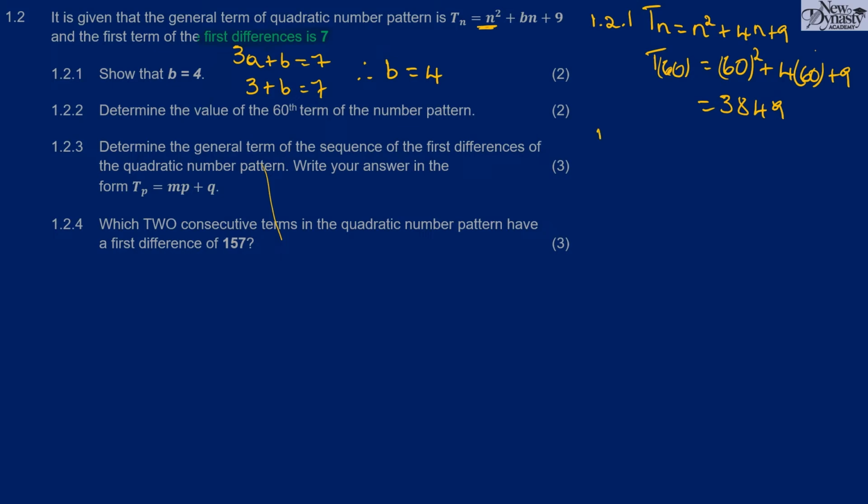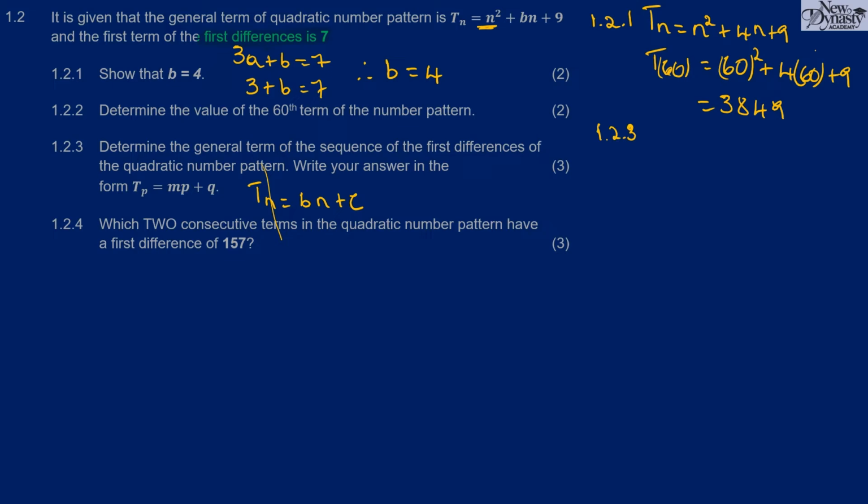Then the next question, 1.2.3. It says determine the general term of the sequence of the first differences of the quadratic number pattern. Write your answer in the form Tp is equal to mp plus q. We are so used to having our general term for the first differences as Tn is equal to bn plus c. So sometimes we normally use bn plus c. In this case, they say that we should write it in that form.